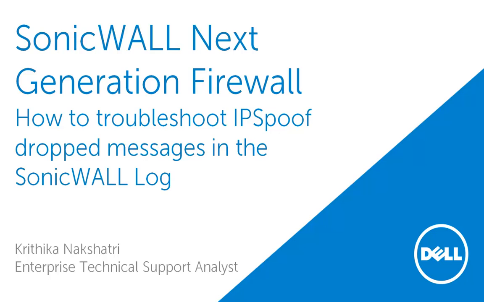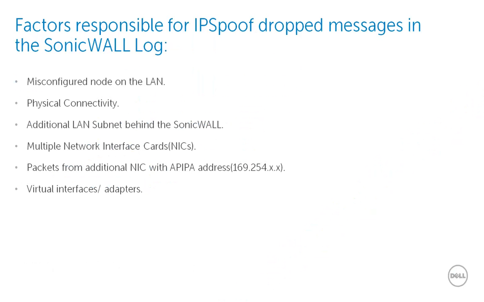In this video, we will demonstrate how to troubleshoot IP spoof dropped messages in the SonicWALL log. IP spoof log messages are caused when the SonicWALL sees an IP address on one segment that it believes belongs to another segment. For example, if one of the systems on the LAN is configured with a public IP address, and it tries to go online through the X0 interface, which is the LAN interface, you would see IP spoof dropped messages in the SonicWALL log.